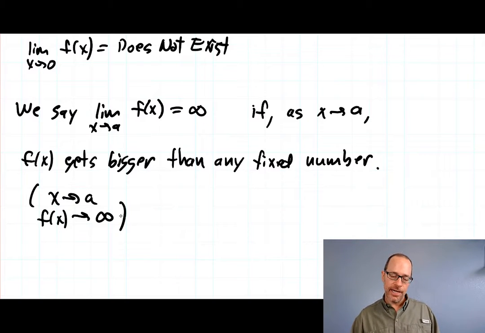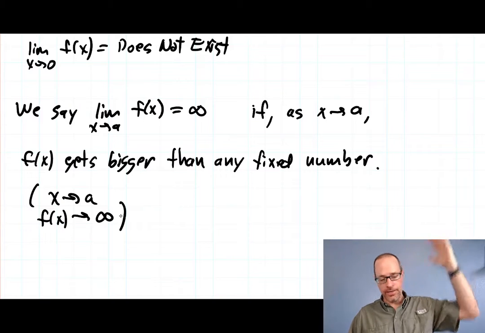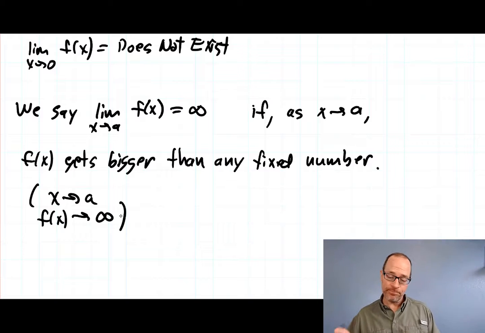Technically, this is a type of limit that says the limit doesn't exist, because in the original definition of the limit, you had to get close to a number. And this is not happening here. It's not getting close to a number. So the limit does not exist. But within the realm of failing to exist, we give a special name to this one where it blows up without bound, and say that the limit is infinity. Okay?